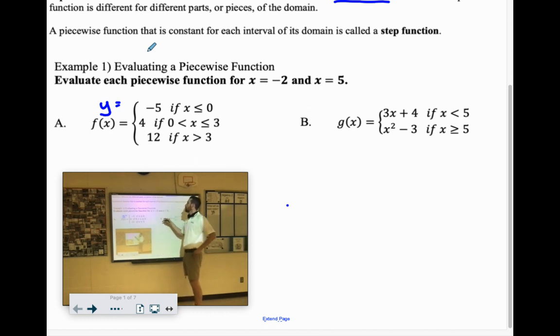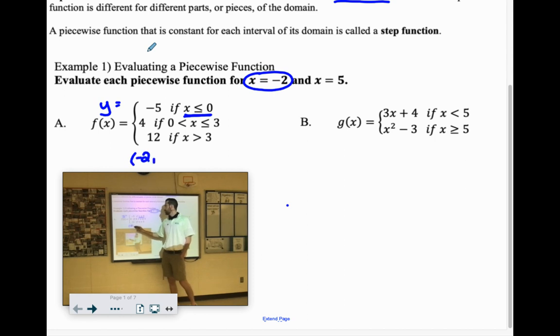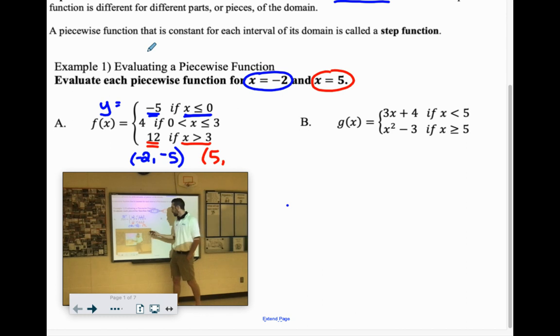So let's see, they give us two things to put in here. It says evaluate it for x equals -2. So where does that fall here? It falls right here, less than or equal to 0. So when x is -2, our y is -5. Let's try the other one. When x is 5, where does that fall? Well, that would be greater than 3. So when x is 5, our y is 12. So you find where it fits, in which function it fits, and then get the corresponding y value.